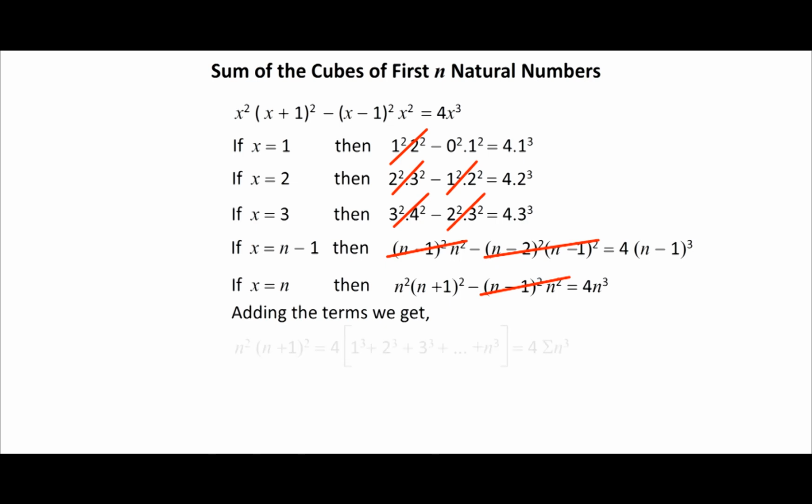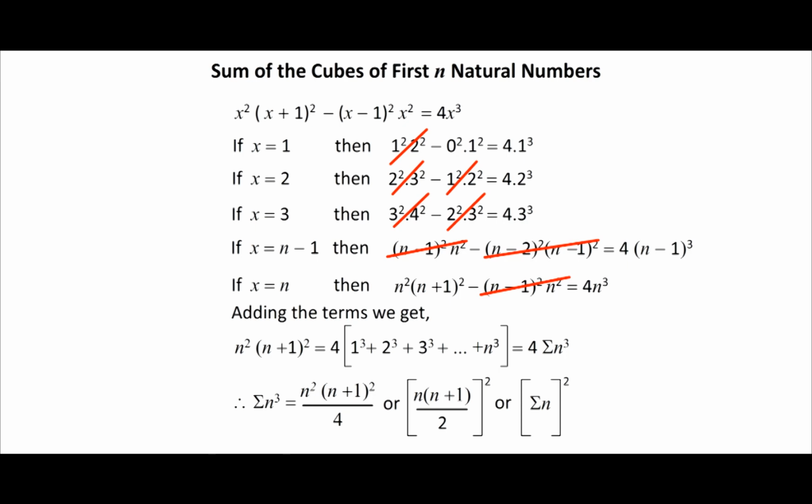After all the cancellations, we get n squared into n plus 1 the whole squared is equal to 4 into 1 cubed plus 2 cubed plus 3 cubed and so on plus n cubed, which is equal to 4 into sigma n cubed. Therefore, sigma n cubed is equal to n squared into n plus 1 the whole squared by 4, or n into n plus 1 by 2 the whole squared, or sigma n the whole squared.